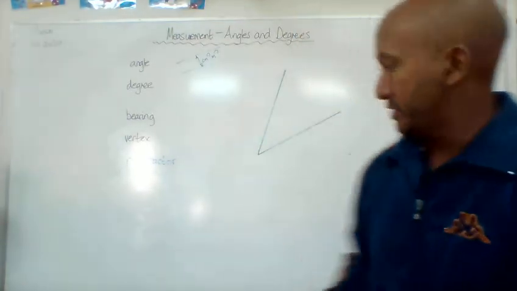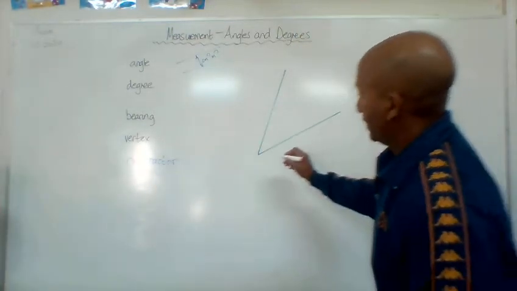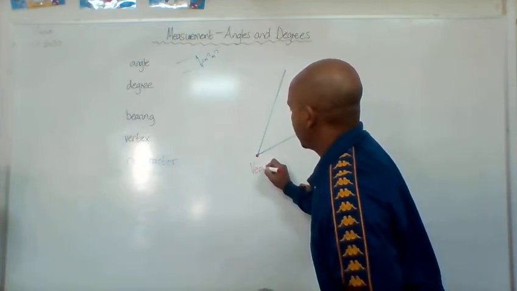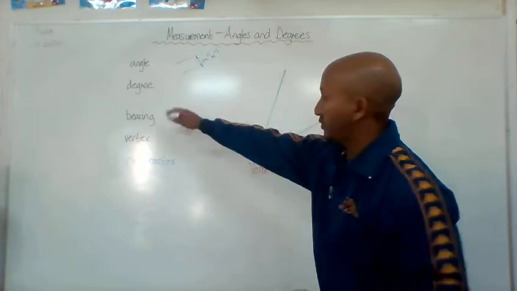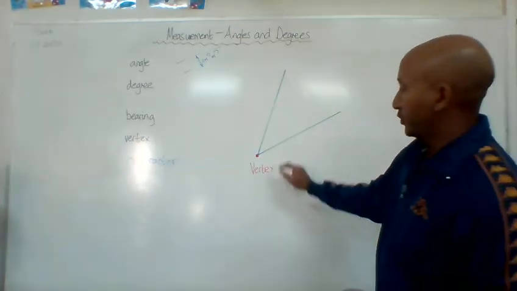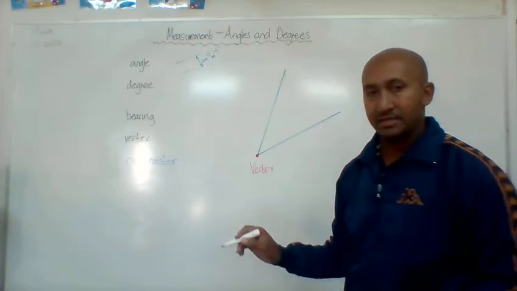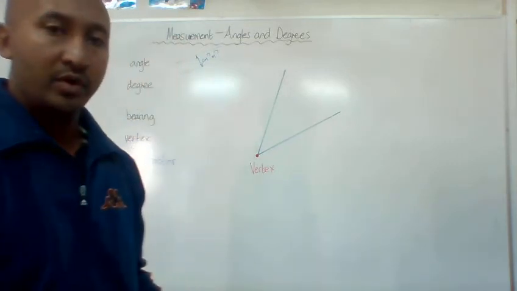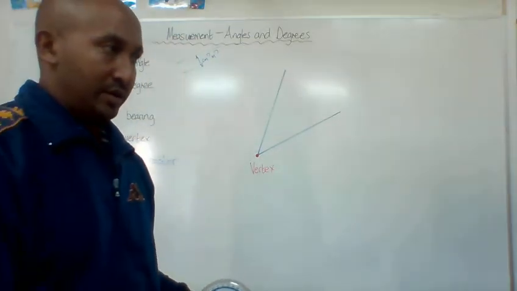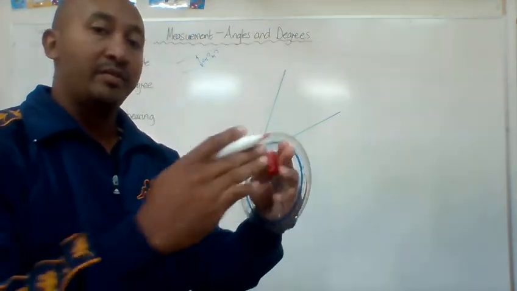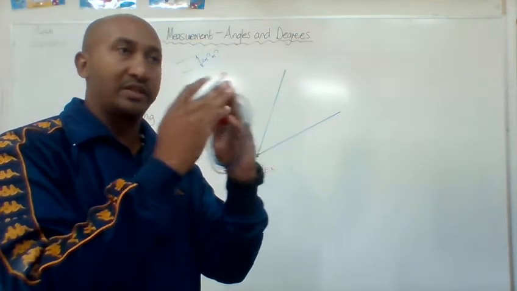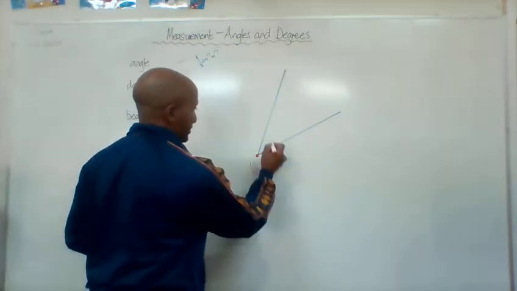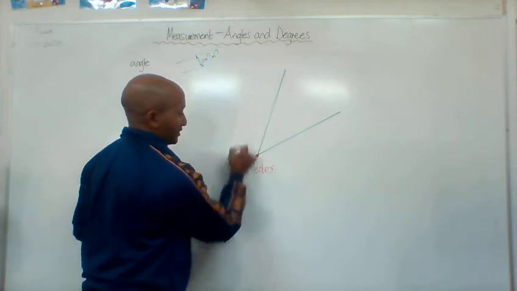Now, what happens when two lines meet? The point at which they meet is called a vertex. One of our vocabulary words. The point at which two lines meet is called a vertex. Another word that you might be familiar with is a corner, or a point, or the summit, the peak of a mountain, the top of, or a point at where things all come together. In maths, we call it a vertex. And the measurement is around that vertex.